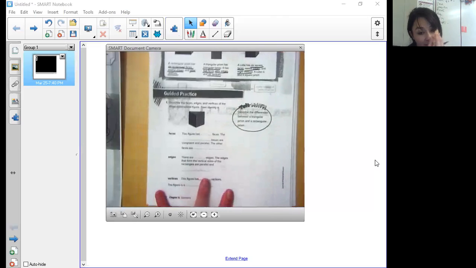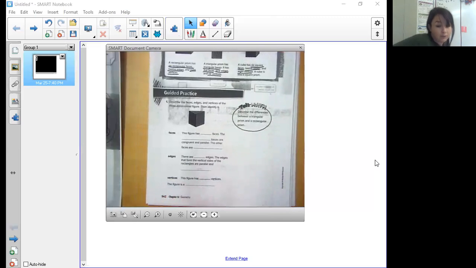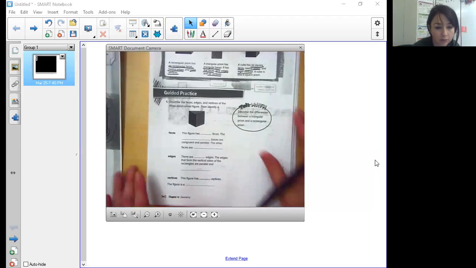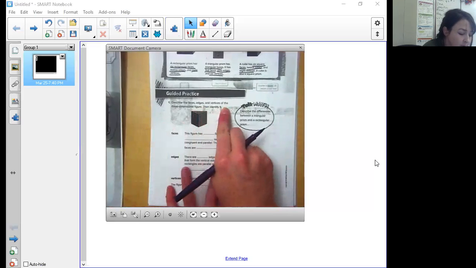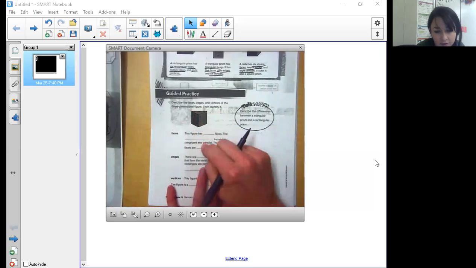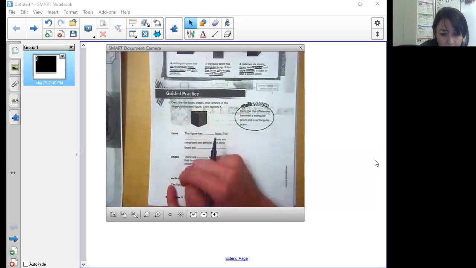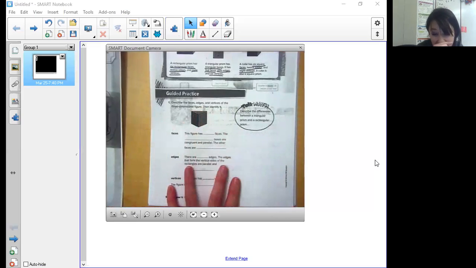Today you're going to be classifying 3D shapes by their attributes. We've done this with 2D shapes, but now we're going to do it with 3D shapes. Describe the faces, edges, and vertices of a three-dimensional figure, then identify it. Right now I know lots of fifth graders are looking at this and going, triangular prism, but it doesn't ask us to identify it first, right? It says describe its faces, its edges, and its vertices of this figure, and then we'll identify it.